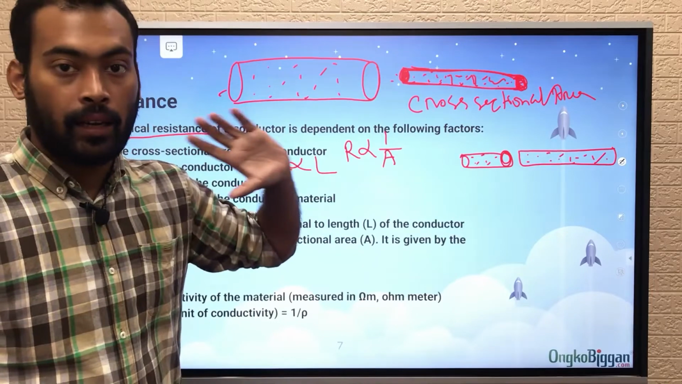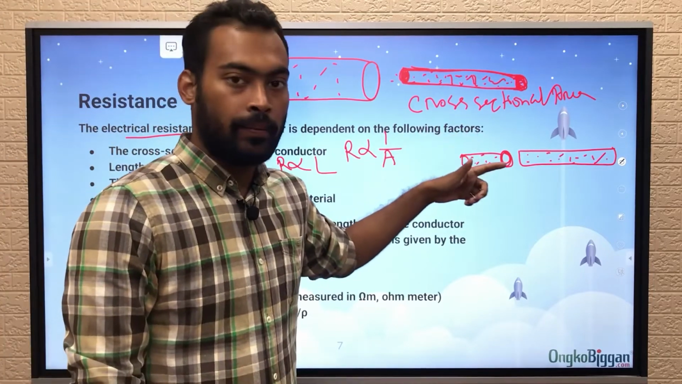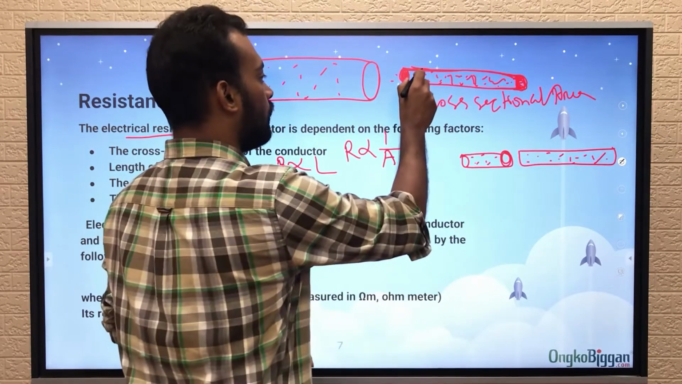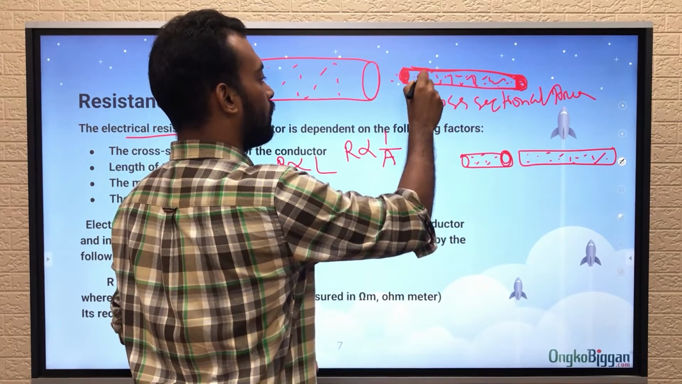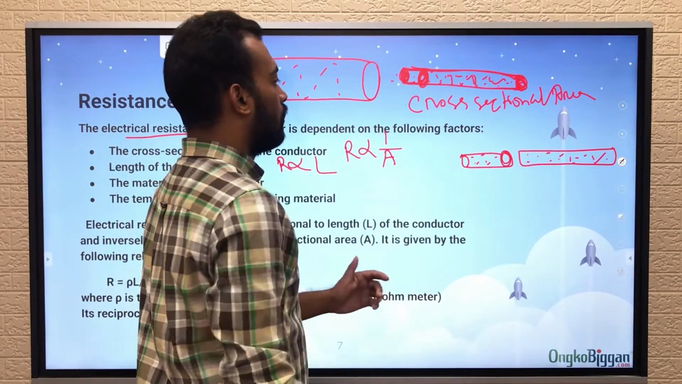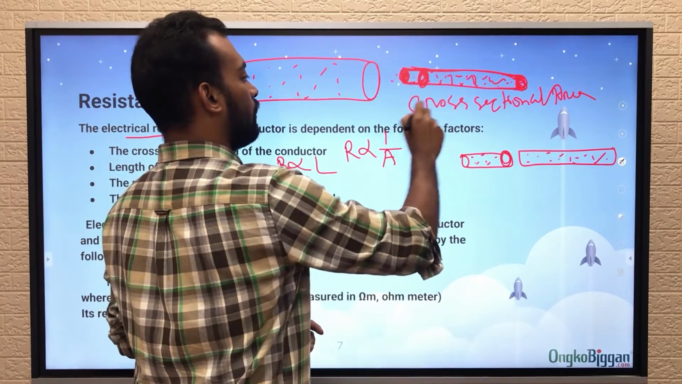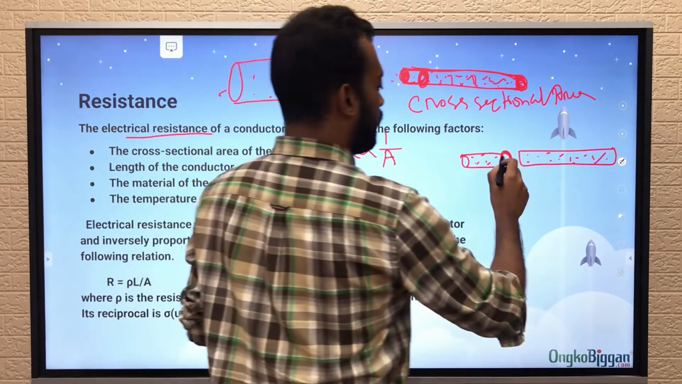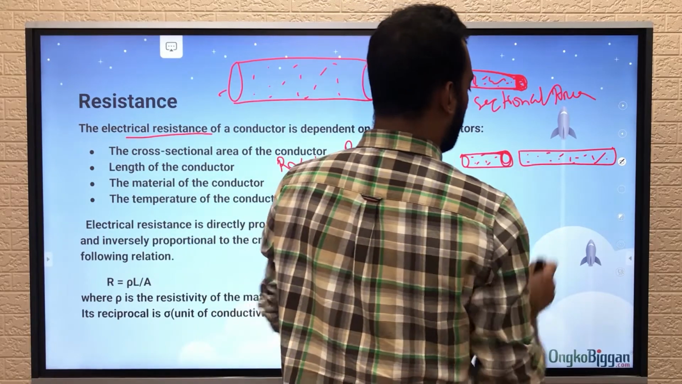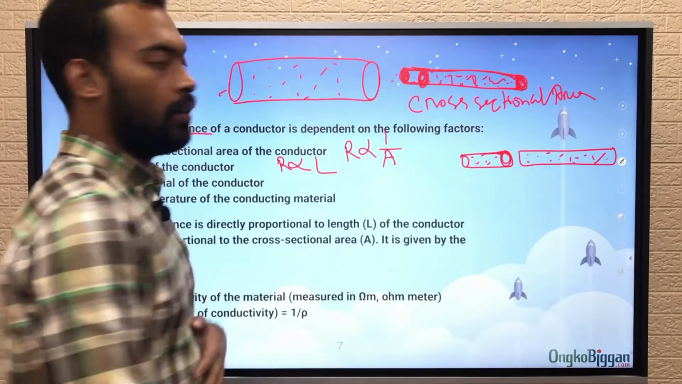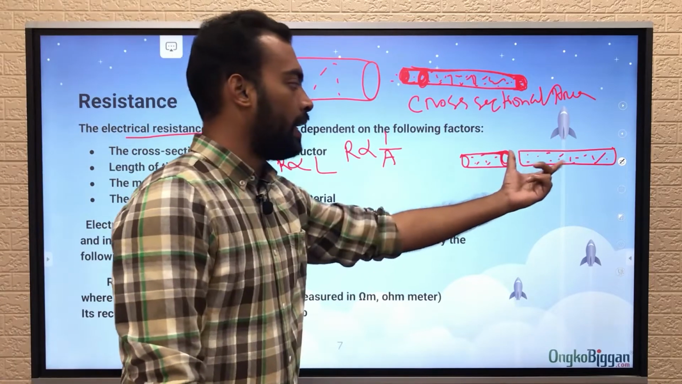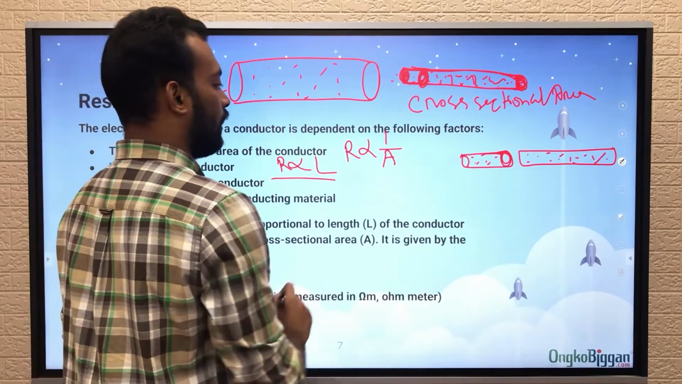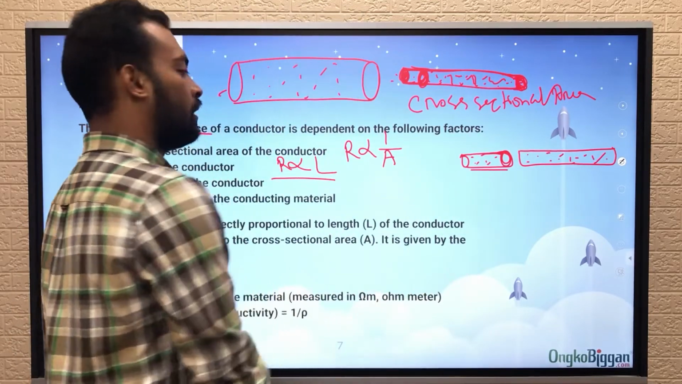Remember, the cross-sectional area is not changing. Cross-sectional area means this area. The more the cross-sectional area has increased, the resistivity got lower. But in this region, the cross-sectional area is not changing, but the length is changing. So if the length increases, the resistivity increases. If the length decreases, the resistivity decreases.